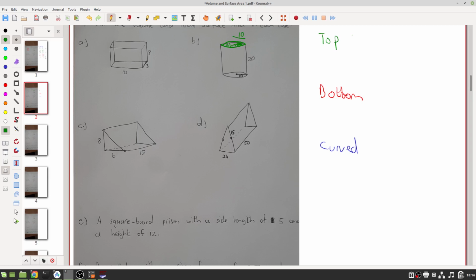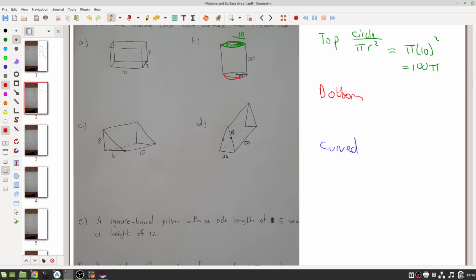So the top, let me just write down, that's a circle. So the area of the circle is pi times radius squared. In our case, it's pi times 10 squared. And that gives us 100 pi. Okay, so that's the area of that top part. Good. Now let's find the area of the bottom part.